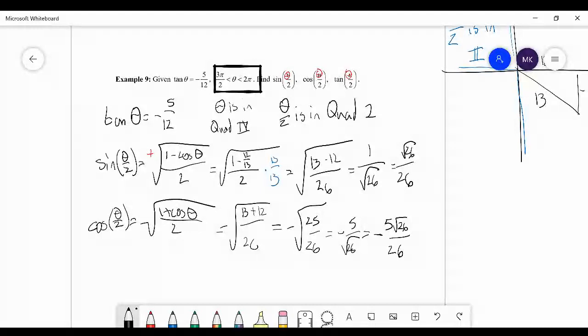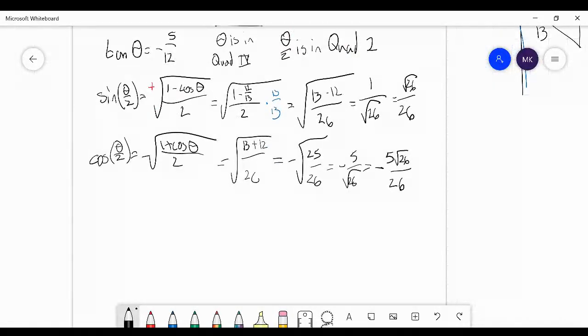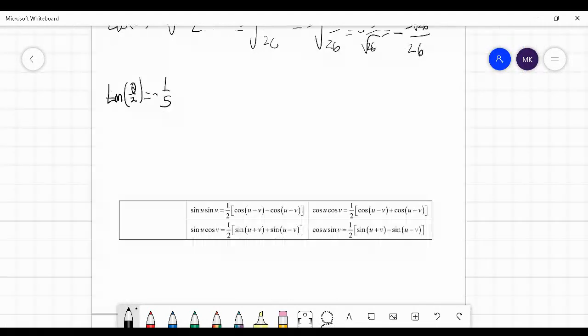I don't want to do tangent. You do tangent. I'll give you a clue. Tangent of theta over 2 is negative 1 fifth. So there you go. I'm tired. You're tired.